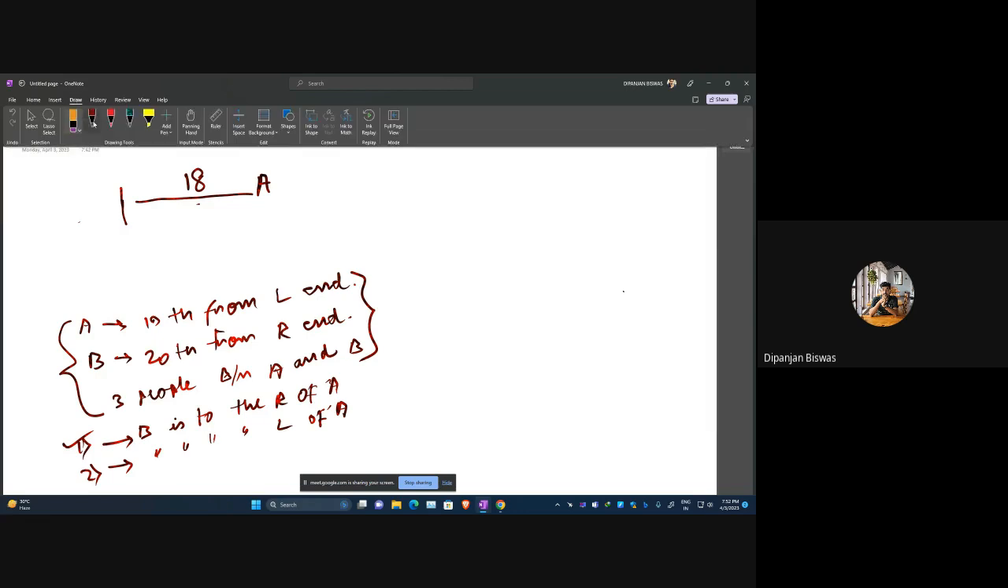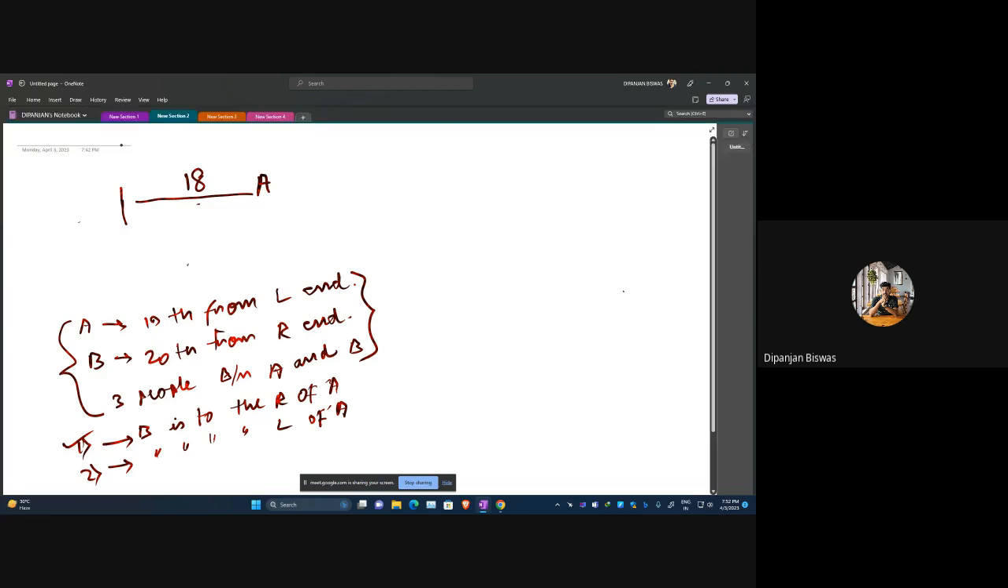And the second statement says B is 20th from the right end. So here, suppose here is B. 20th from the right end means in the right of B, there will be 19 people, one less people, so that you can get the ranking of B, it is as 20th. Okay. And in the last statement, it is said that B is to the right of A. So here you can see B is to the right of A. And it is also said that three people are between A and B. So here should be three people.